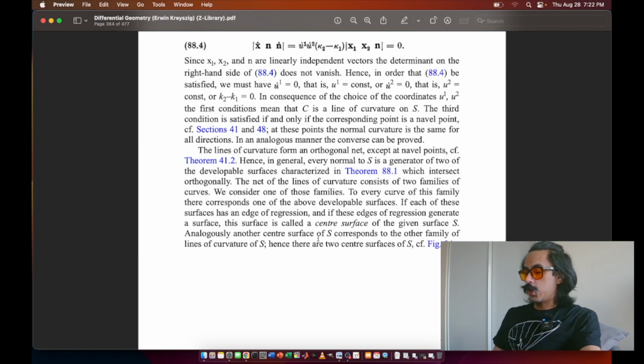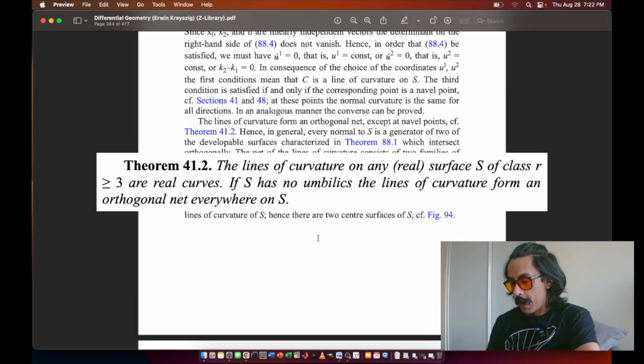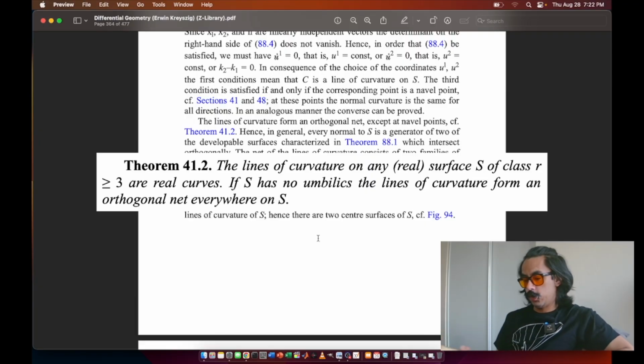The lines of curvature form an orthogonal net, except at navel points, and to glean this we can refer back to theorem 41.2, which states that the lines of curvature on any real surface capital S of class r greater than or equal to 3 are real curves. If S has no umbilicus, the lines of curvature form an orthogonal net everywhere on S.